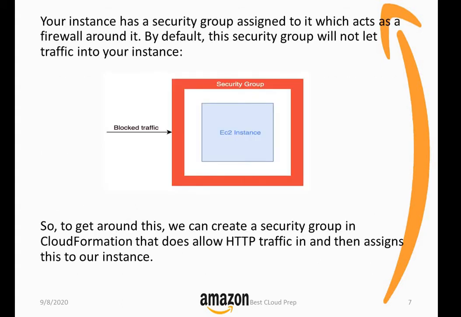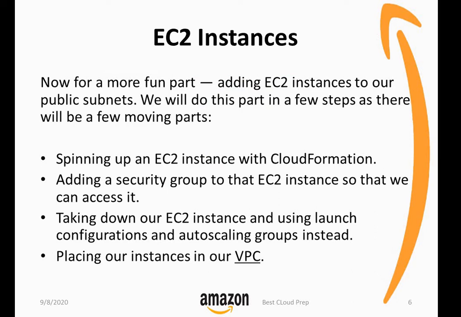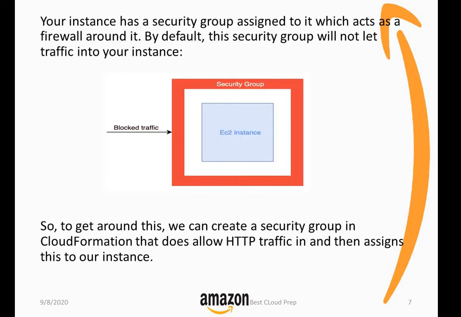We can't directly just go in and add EC2 instances to our VPC. These are the steps that we need to follow, so remember these. Your instance has a security group assigned to it, which acts as a firewall around it. When you create an EC2 instance, there would be a security group around it. By default, security groups do not allow traffic in. To get around this, we can create a security group in CloudFormation that does allow HTTP traffic in and then assign this to our EC2 instances.